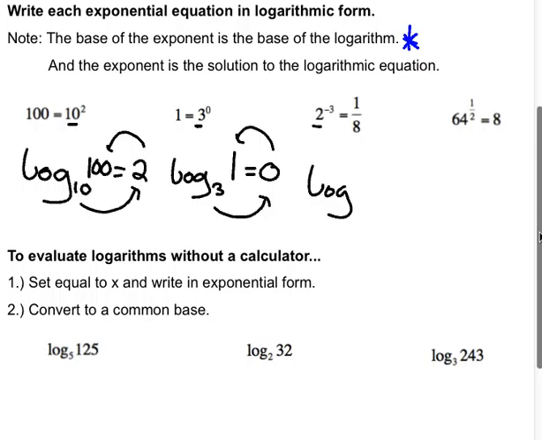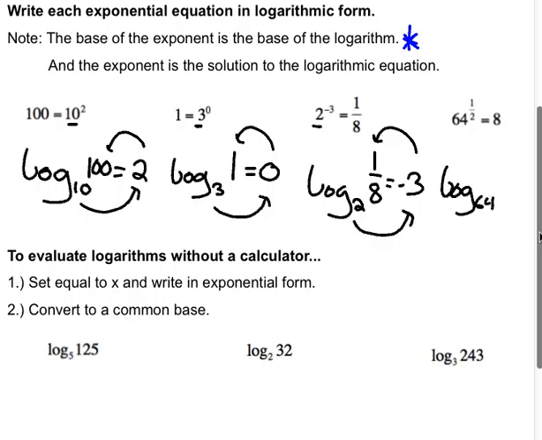The base of my exponent is the base of my logarithm. The exponent is the answer. And then I fill in the rest. So 2 to the negative 3 equals 1/8. It worked out.